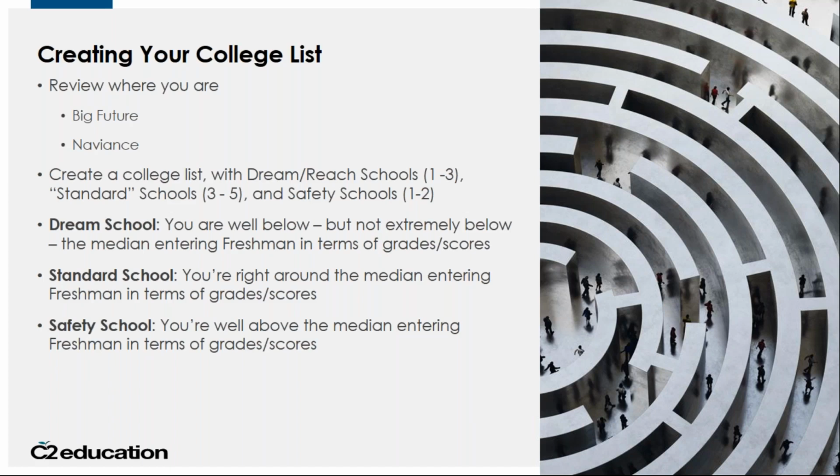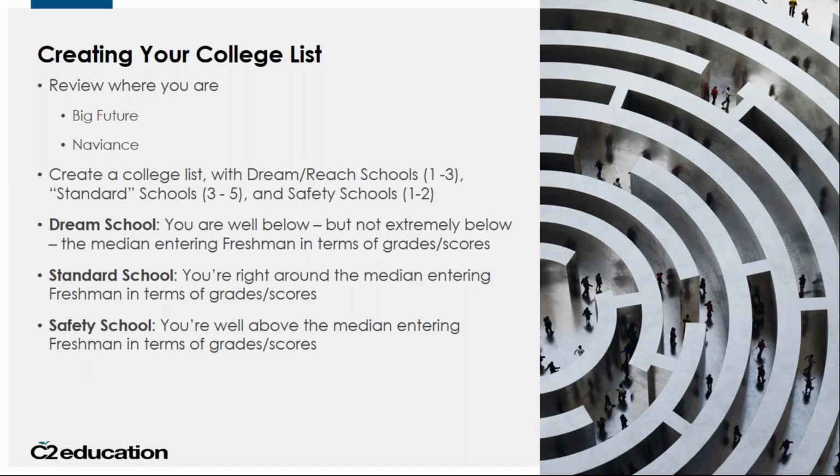Now, a good college list has three different groups of schools. You have your dream, your reach schools. These are the ones where you are below the average, the median level of scores and grades needed to get into those schools. Those are the schools that, if we get into, we're more than likely going. The problem is there's often a lot of those. There's a lot of those schools that we really want.